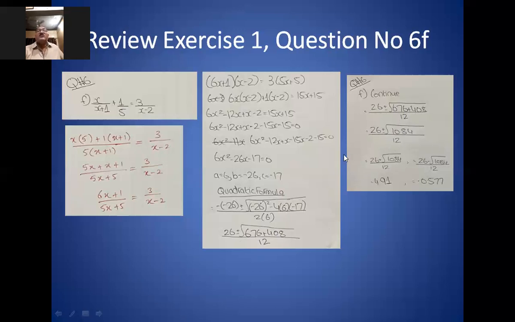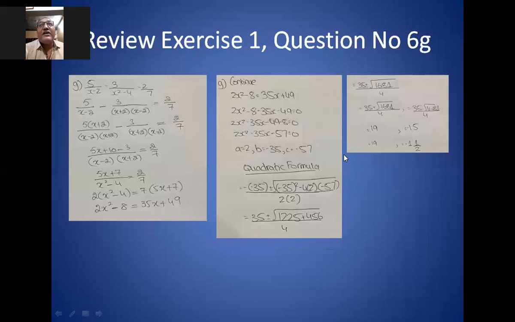So now you will have 2 situations in your calculator. You will enter 26 plus under root 1084 equal, divided 12 equal. You get 4.91. And then the second situation: in your calculator, you will enter 26 minus under root 1084 equal, divided 12 equal. And that will give you minus 0.577. So this is how you will solve question number 6, its F part. Hopefully you have understood.